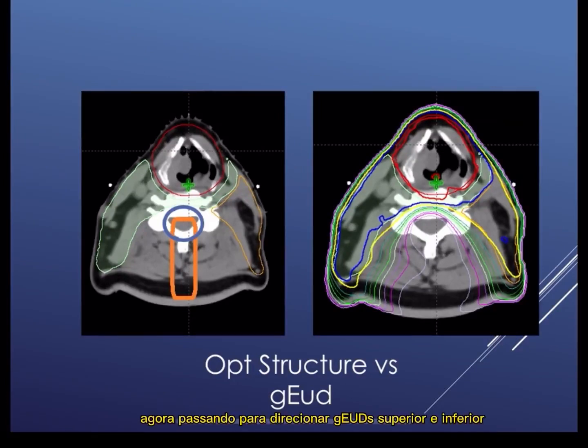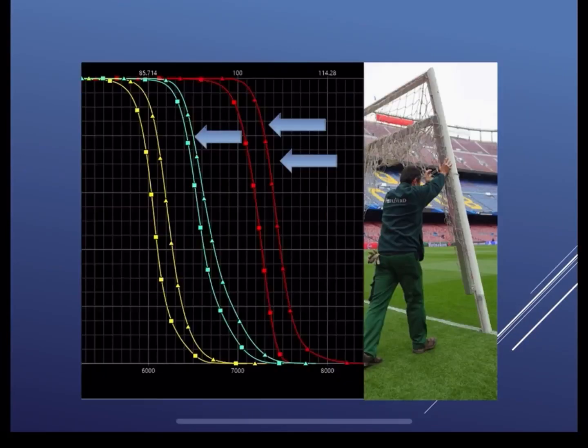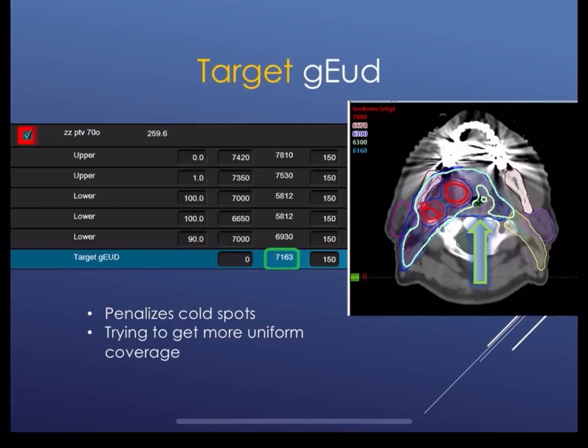Now moving on to target upper and lower gEUDs, we're trying to establish how we can use these functions for our targets. It's a beautiful dance trying to balance these dose constraints. The goal in mind here is to have that vertical DVH, where you're trying to push that curve more toward a straight line, a 90-degree angle. So what I like to use is the target gEUD. It penalizes the cold spots, where you keep on pushing your a values, but it still maintains your uniformity.